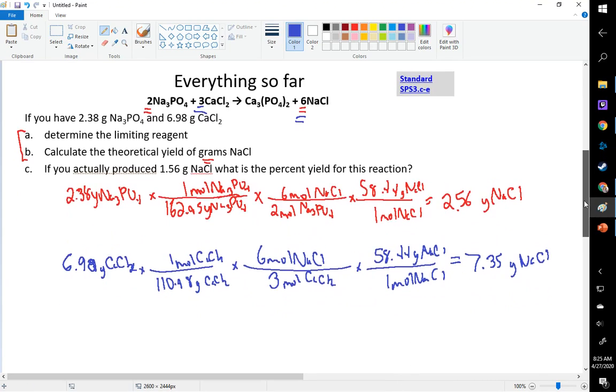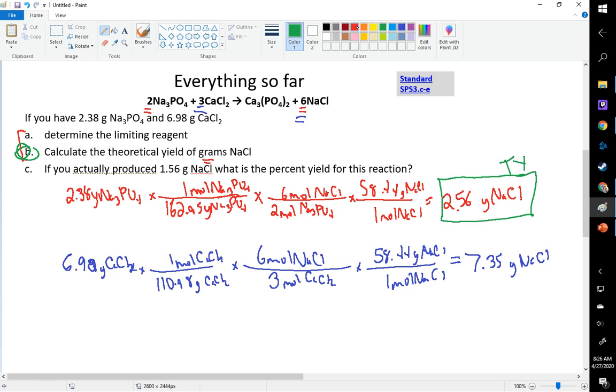So we've got our two calculations, conversions that we set up a moment ago, and I typed them into the calculator, and hopefully there are no calculator issues. And notice that my first calculation tells me that I would make 2.56 grams of sodium chloride, and my second calculation tells me that I'd make 7.35. Well, the idea behind this calculation for limiting reactant is that whichever one produces the smallest product, that is my theoretical yield. So this answers part B of my calculation.